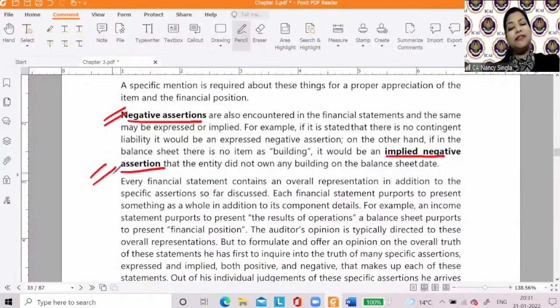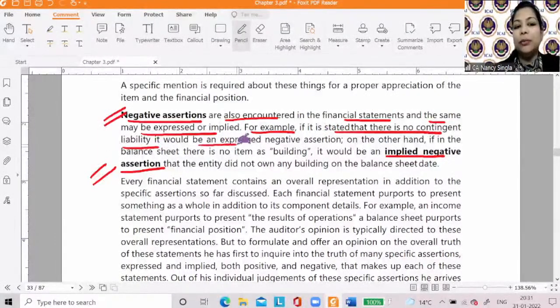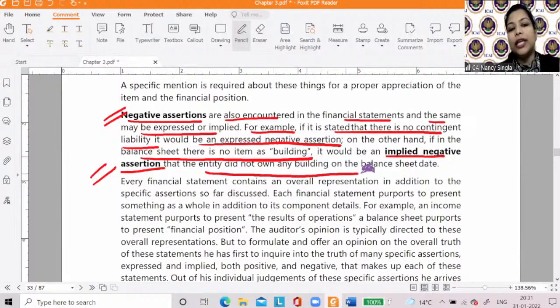When management is specifically mentioning that there are no contingent liabilities, what is it? It is an assertion, but since no word has been used, it is a negative assertion. Negative assertions are also encountered in the financial statement, and the same may be expressed or implied. For example, if it is stated that there is no contingent liability, it would be an expressed negative assertion. On the other hand, if in the balance sheet there is no item of building, it will be an implied negative assertion that the entity did not own any building on the balance sheet date. Okay? So assertions can be explicit or implicit.